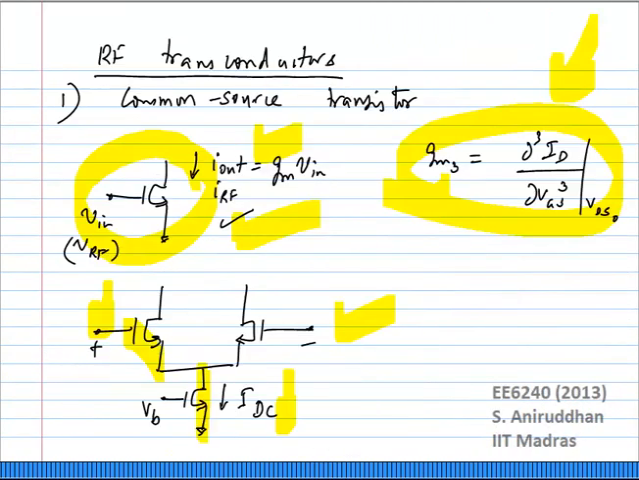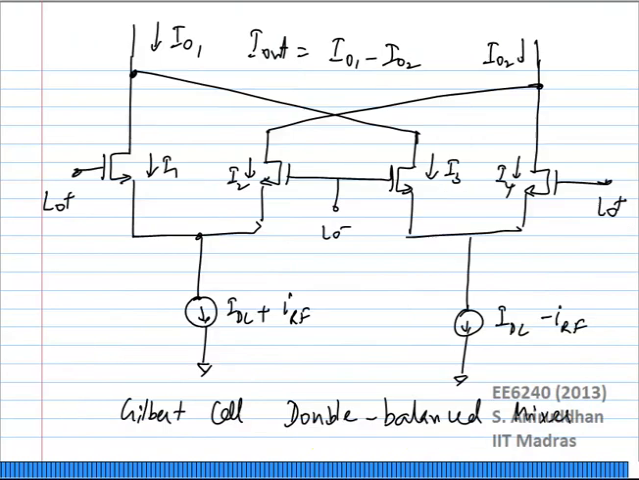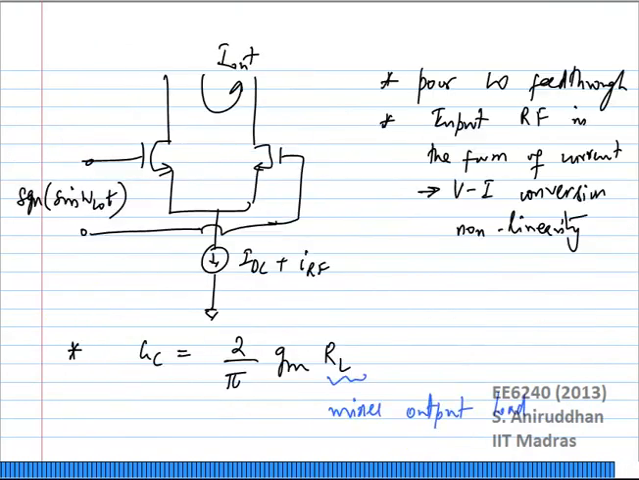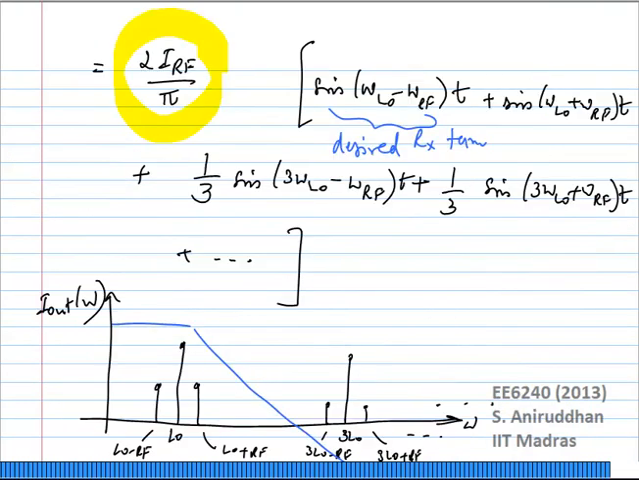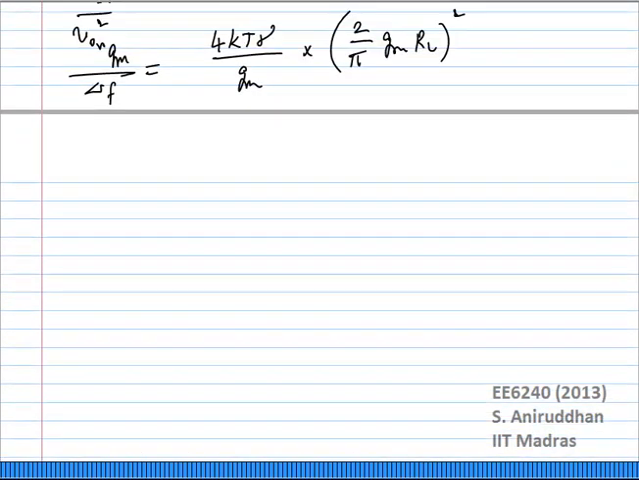Let us go back. Let's go to the single balance mixer. This 2 IRF by pi factor is a common factor for all frequency components. What is the other thing? Inside the brackets, the non-common components were 1, 1/3, 1/5 and so on for the omega LO, 3 omega LO and 5 omega LO component. So you can take this out as a common factor.